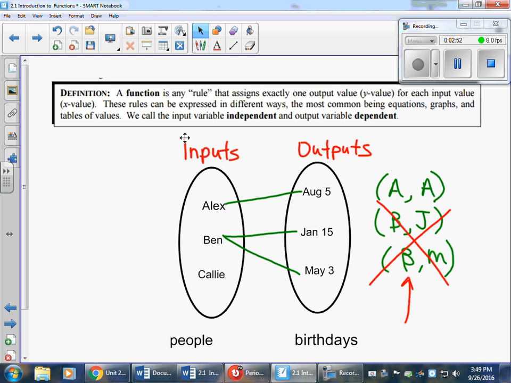I always think that's a really good analogy of remembering what a function is. So you might want to pause for a moment and take some notes on this. Define what a function is and use the analogy of the birthdays if that helps you.